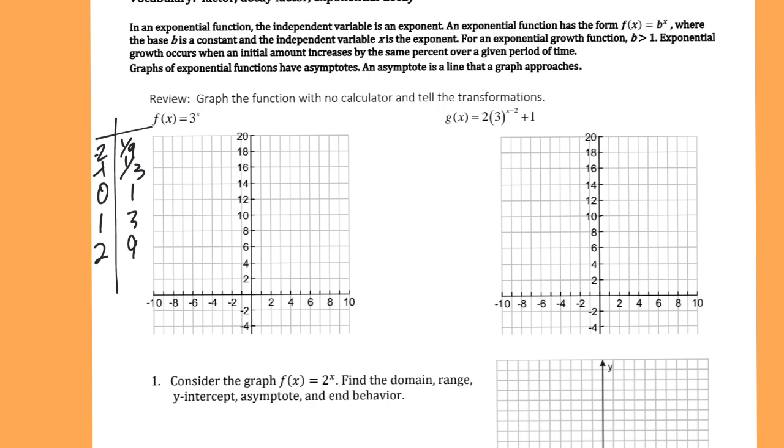And so we can graph these real quick. 0 is 1, 1 is 3, 2 is 9, negative 1 is 1/3, and then 1/9. The asymptote appears to not have shifted up or down because there's no shift. The asymptote is on the x-axis. So this is the parent of a lot of children. It's going to be 3 to the x.